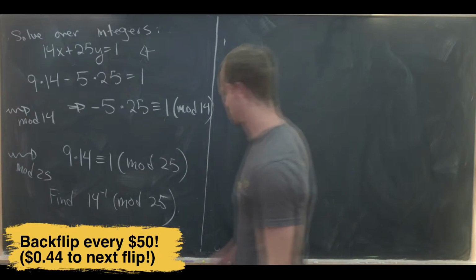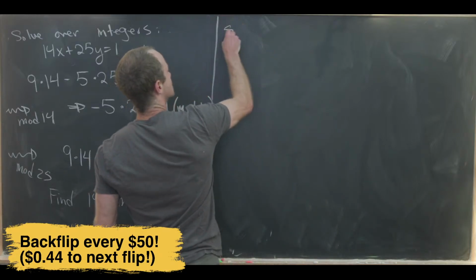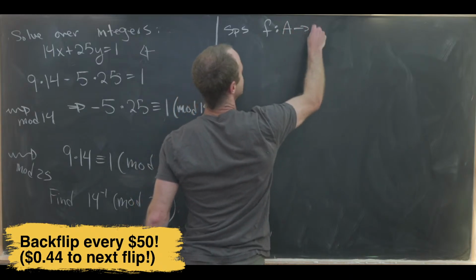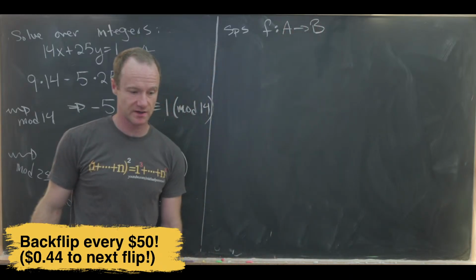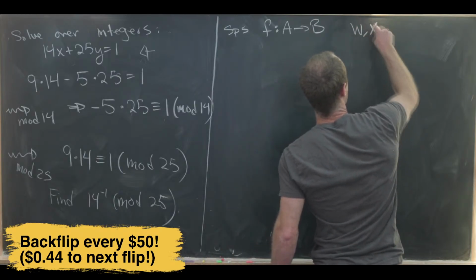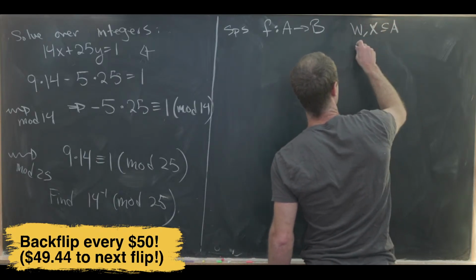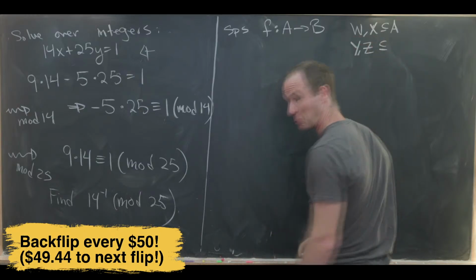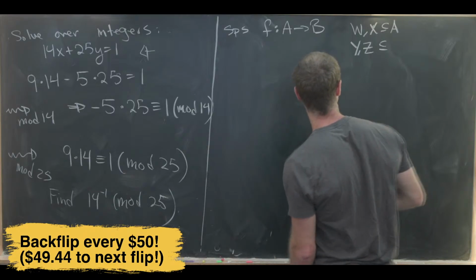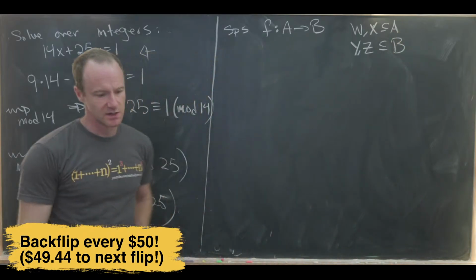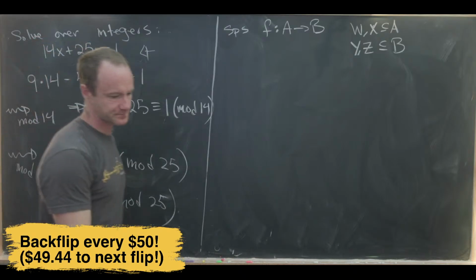Let's do this one. Suppose f goes from A to B. It's a function, and let's say W and X are subsets of A, and let's say Y and Z are subsets of B. Okay, so let's prove a couple of things.